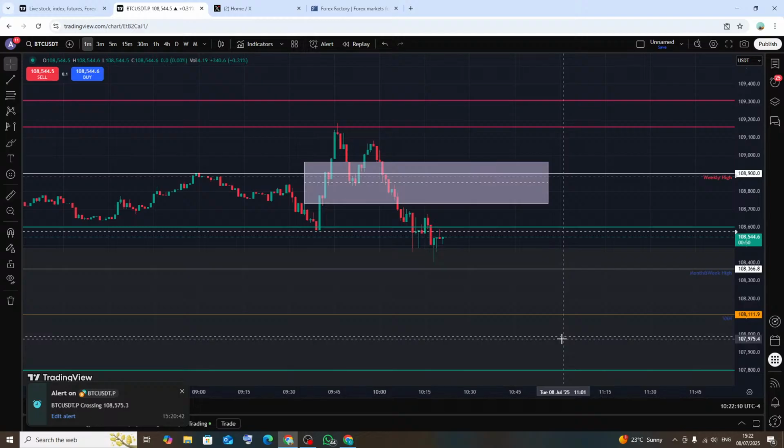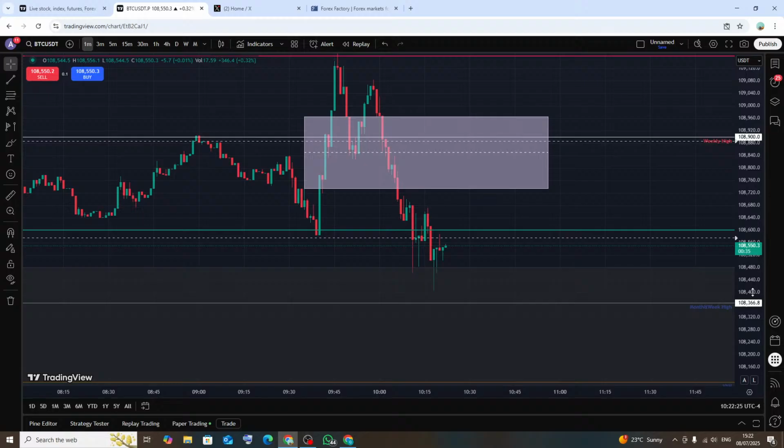Another possibility is that it could be bullish from here toward the upper side, because this is the 4 hour time frame fair value gap high and the daily fair value gap high as well. The market could try to be bullish toward the upper side as well. So this is what we are anticipating.